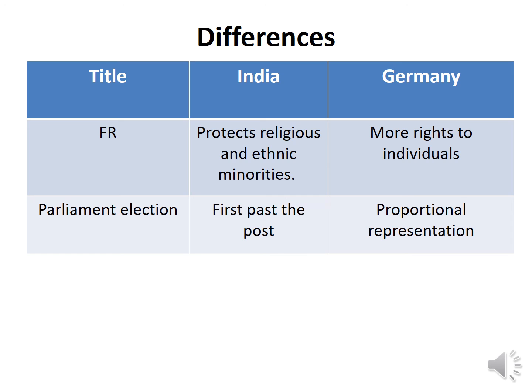So, roughly, you should understand that in India it is the judiciary which can strike down any law, but in Germany it is not so. It is the parliament which is sovereign, and there are more rights to individuals in Germany, but in India it is more towards the protection of ethnic and religious minorities. In the next lecture we will study the Canadian Constitution.